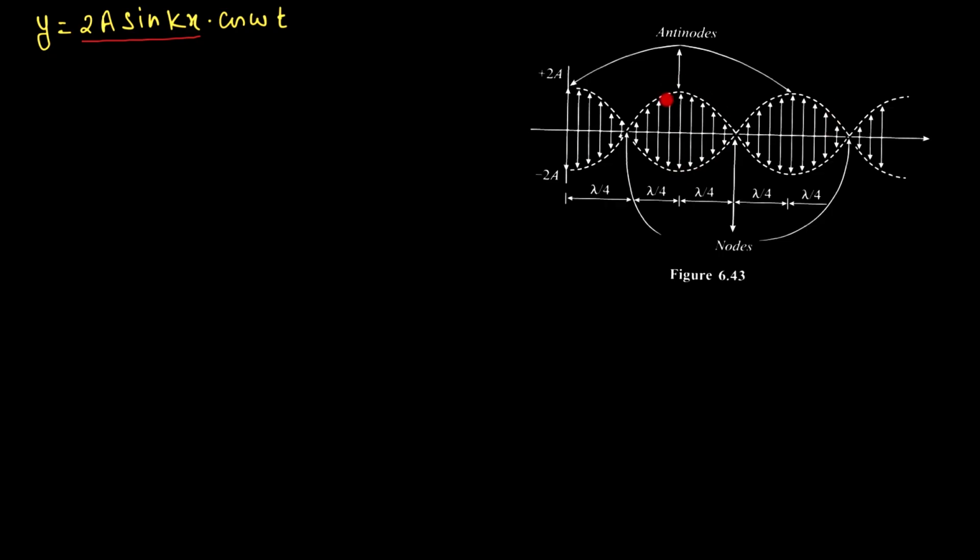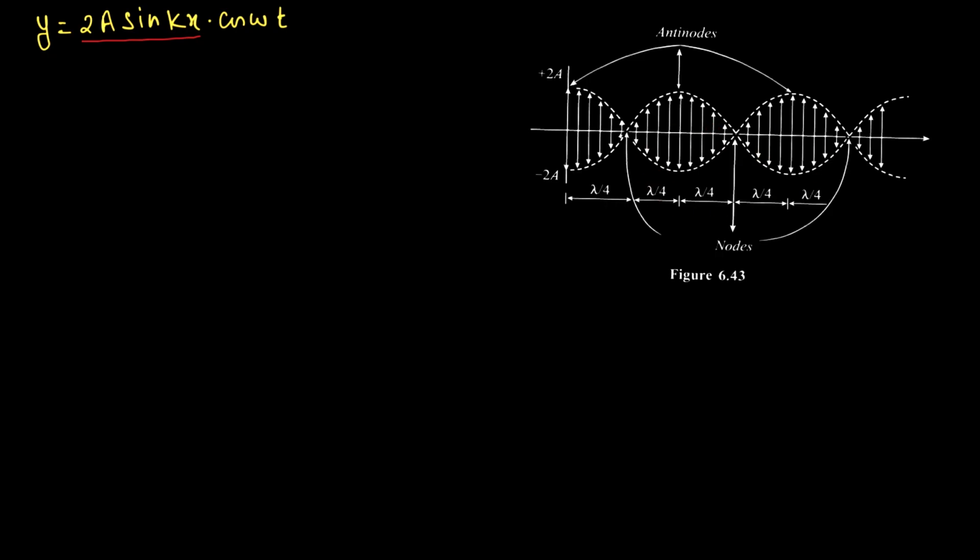See, all these particles are oscillating. Somewhere a particle will oscillate the maximum distance. So this amplitude is plus 2a, and this one is minus 2a. When the amplitude is maximum, that point we say is an antinode. So this point is an antinode, this point is an antinode, this one is an antinode. And wherever the amplitude is 0, that point we say is a node. So this is a node, this one is a node. This is the clear example of a stationary wave and nodes and antinodes.